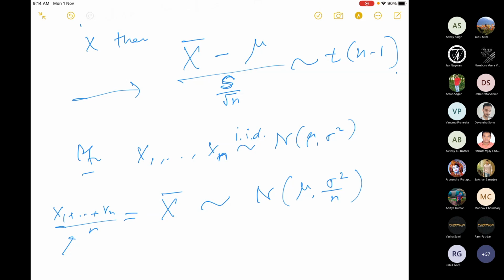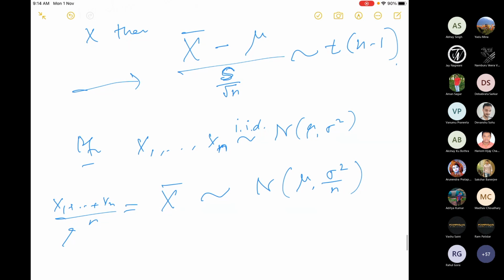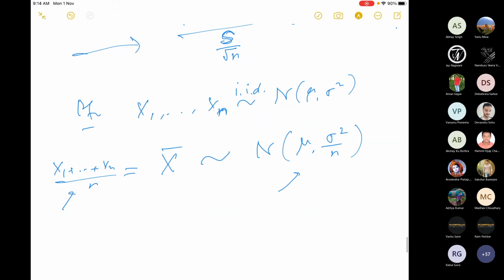So we know this X bar is normal. Then X bar minus mu divided by the square root of the variance, which is sigma by root n. And this is what?